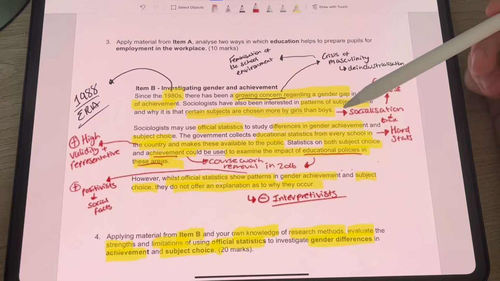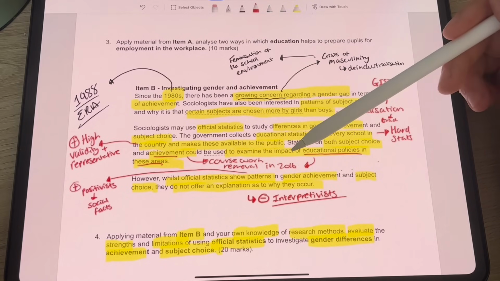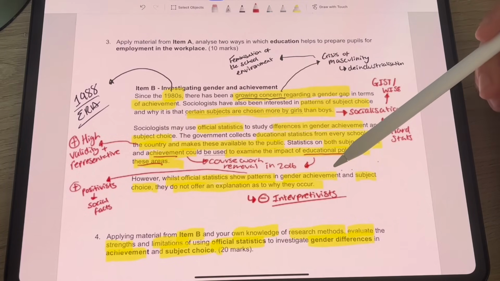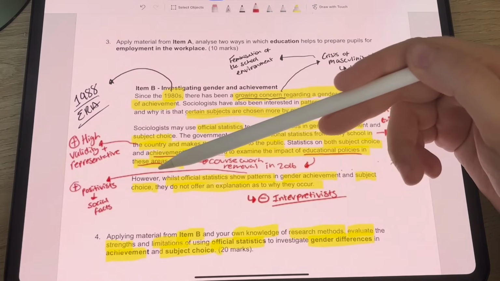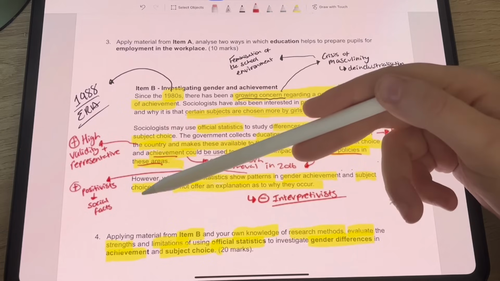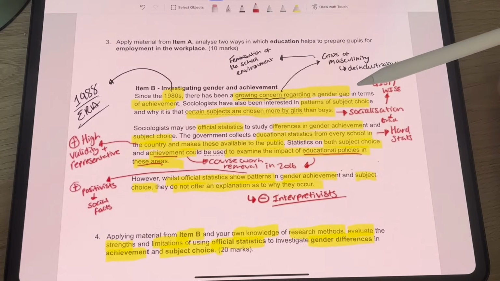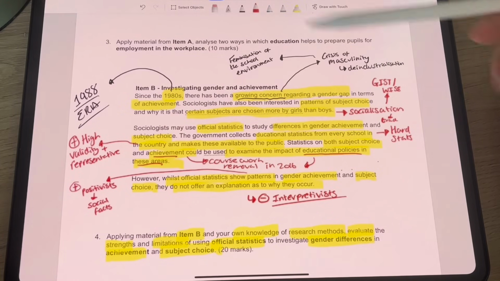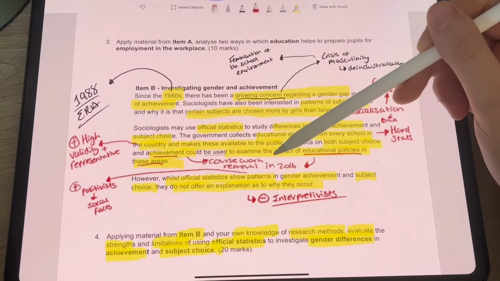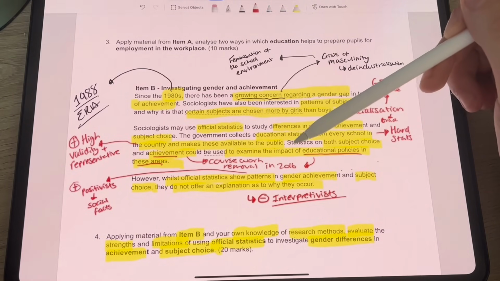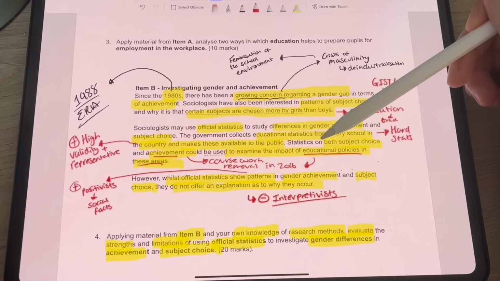And then finally, in the last bit: however, whilst official statistics show patterns in gender achievement and subject choice, they do not offer an explanation as to why they occur. Where it says show patterns, positivists like that. They like the quantitative data and how it produces social facts, and we can see trends over time. You can look at the percentage difference. In the 1980s, there was a 4-point percentage gap between boys' and girls' achievement. Then it went up to 9, then back down to 7 when the coursework was removed, which was temporary, but now it's gone back up again to 9%.